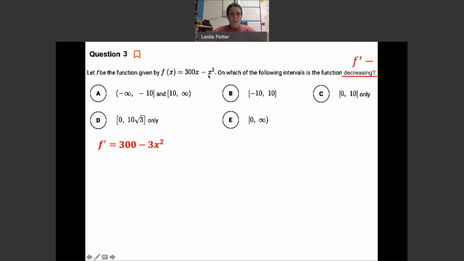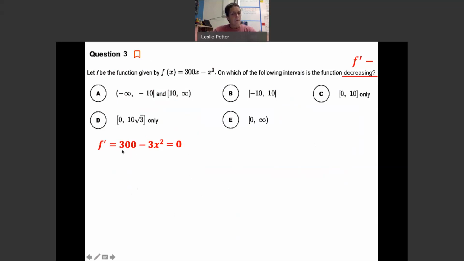So our derivative is 300 minus 3x squared. We're going to set it equal to 0. I'm just going to quickly look at this derivative here. There's no fraction, so we know it's defined everywhere. So we're not going to worry about undefined derivatives, cusps, corners, asymptotes, those sort of things.